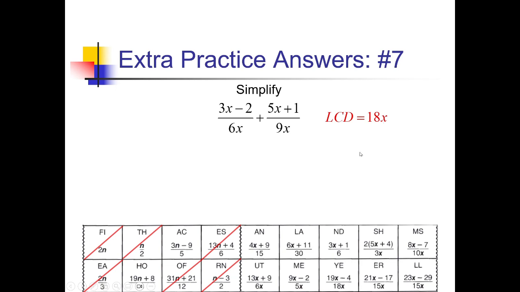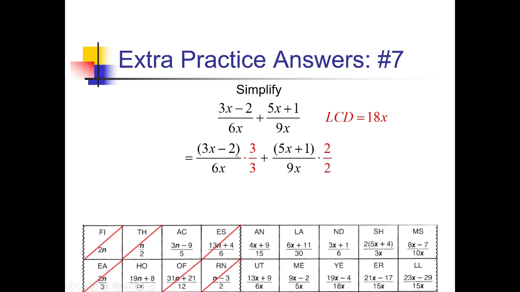Now to get this LCD in the first fraction, 18x divided by 6x would be 3. So if I multiply this first thing by 3 over 3, that'll help me out. And then 18x divided by 9x would give me 2. So I'll have to multiply the second fraction by 2 over 2.